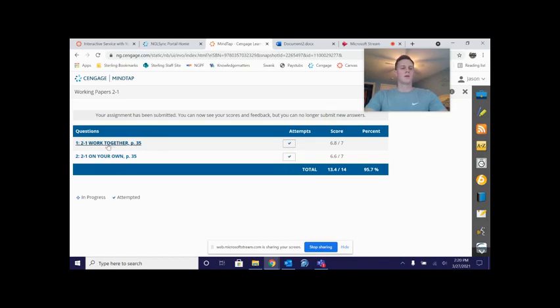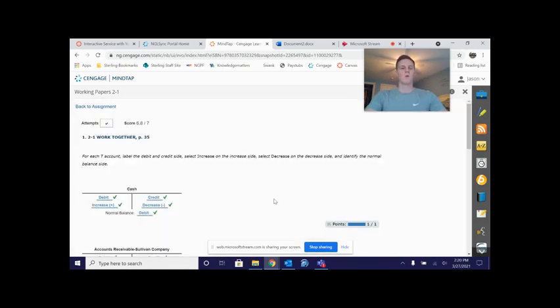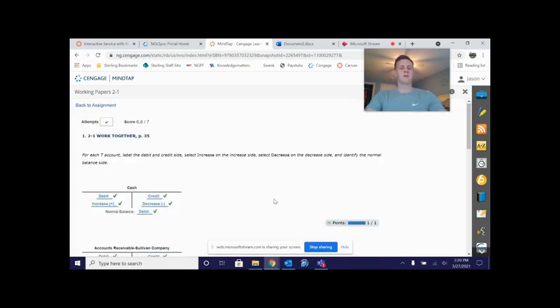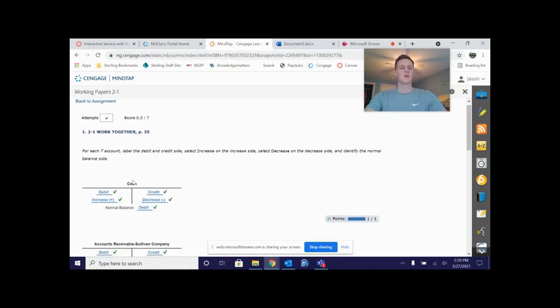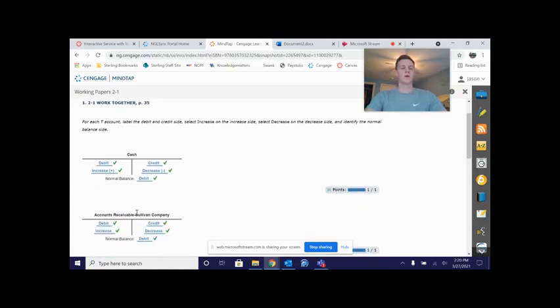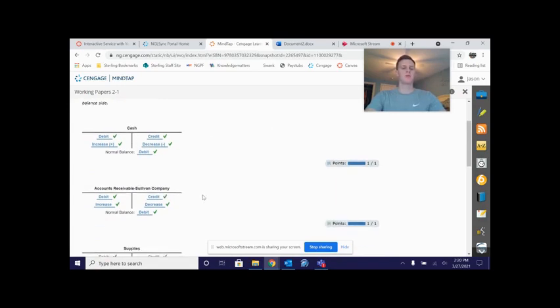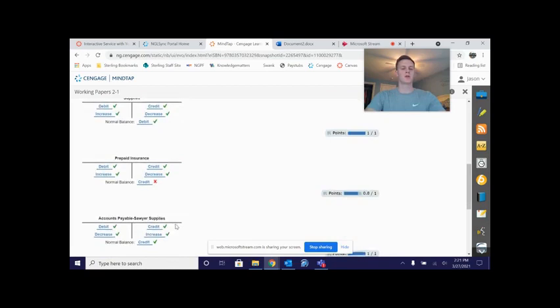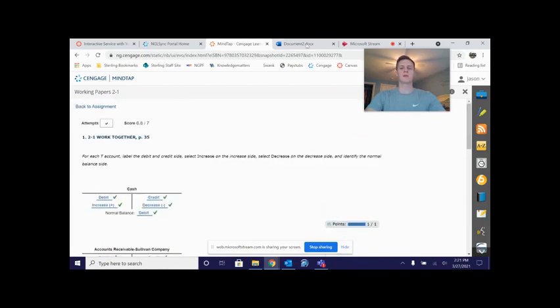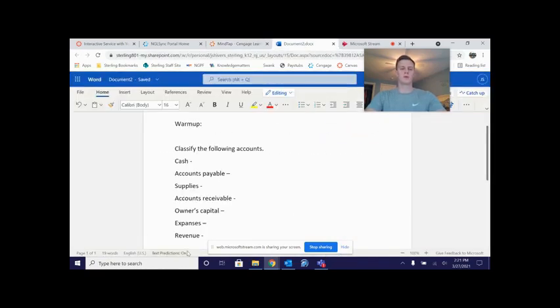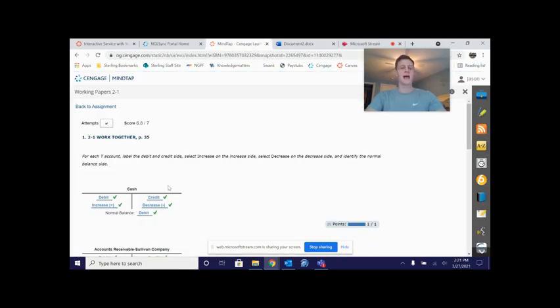Okay, good. Let's start working through that. What this exercise was asking is giving you a bunch of T accounts for different accounts. We have the cash T account, accounts receivable, supplies, prepaid insurance, a lot of the accounts that we looked at in the warm-up. You were able to classify them via the warm-up. Now it's just asking you to fill out or describe how the T account would work for those different accounts.